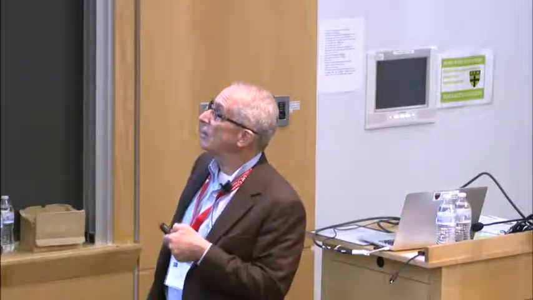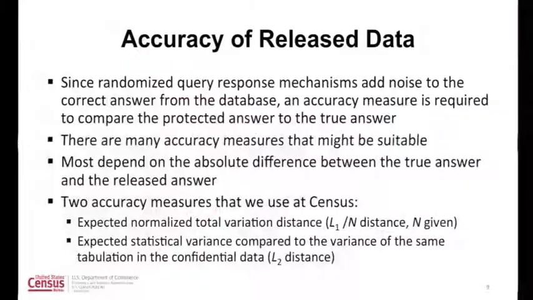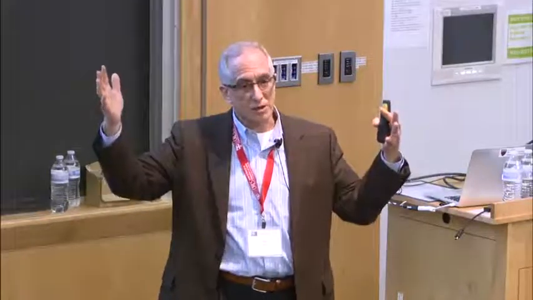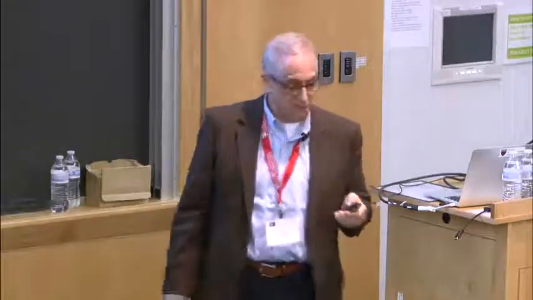In addition to meeting those limits, the different technologies give accuracy measures that are associated with values of epsilon. We're using two. We're using the expected normalized total variation distance, which has a very nice interpretation that's comparable to swapping rates, which is the historical method for protecting the census. And we're using the expected statistical variance compared to the variance of the same tabulation in the confidential data. An important thing to point out in the applications at the Census Bureau is that we have normalized these comparisons so that they aren't in the clear. They are relative to what would be published if the data weren't protected at all. So we're specifically measuring the accuracy associated with the protection system.